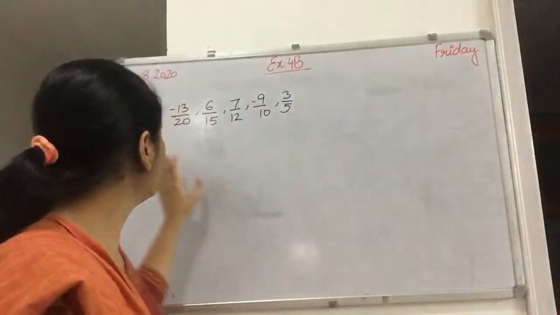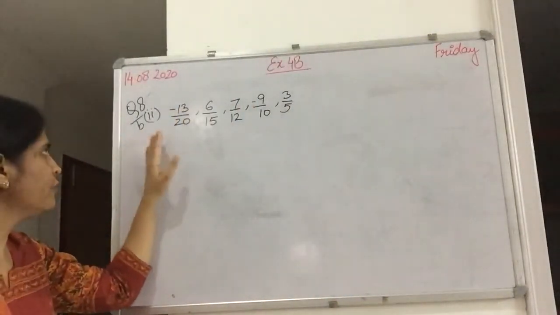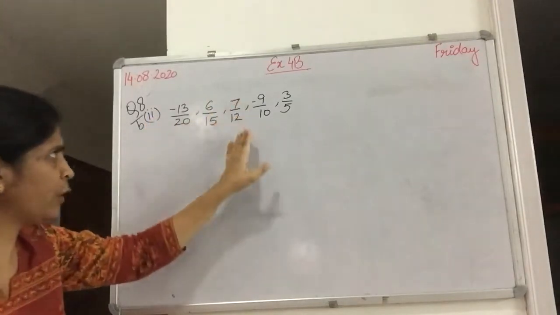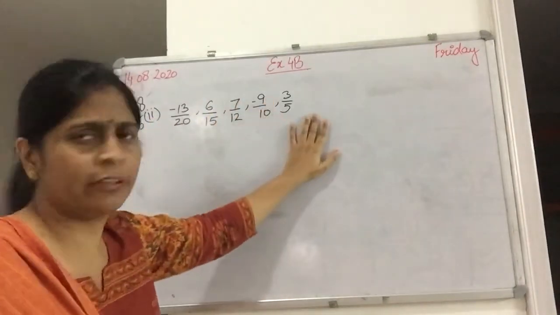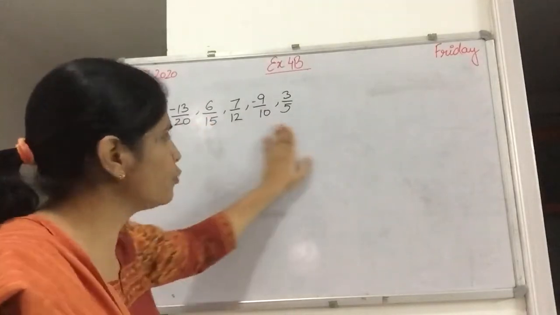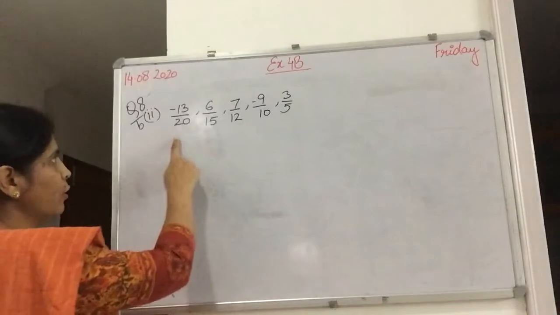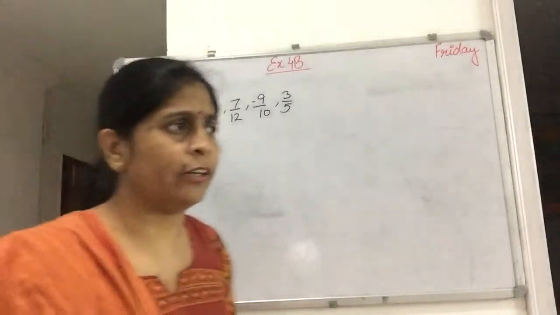Okay, now question number 8b, second part I am doing. Minus 13 by 20, 6 by 15, 7 by 12, minus 9 by 10 and 3 by 5. Now first of all, there is no negative in the denominator. Fine. Then we see all the denominators are different.